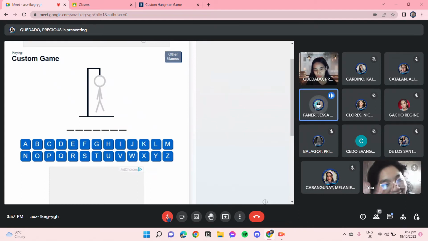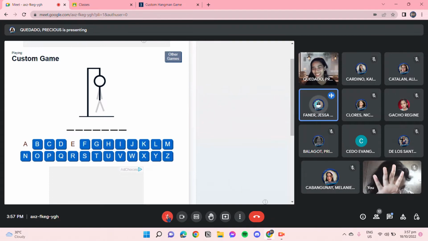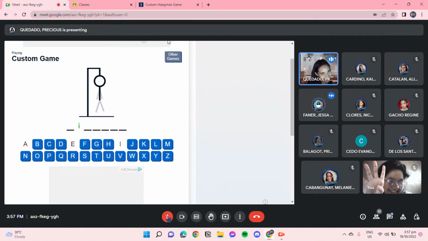Letter A. Start with letter A. Letter A is incorrect. Pag inisa-isa kayong vowel, 5 agad yung mababawal. Letter E. Let's try with letter E. Letter E is incorrect. Wait lang. Letter I. Letter I is correct.